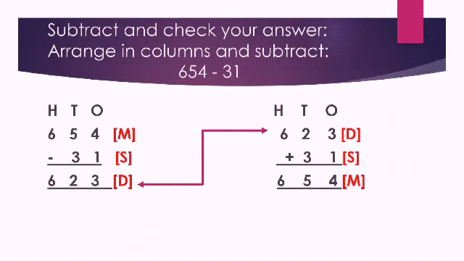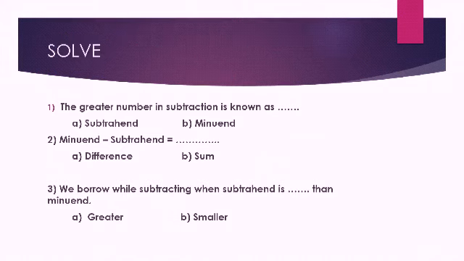That is what we have to do. First you have to subtract the subtrahend from the minuend to get the difference. Then you will add the difference and the subtrahend and check whether the minuend you are getting is the same or not. If it is the same, you are correct. Your subtraction is okay, otherwise it is wrong.